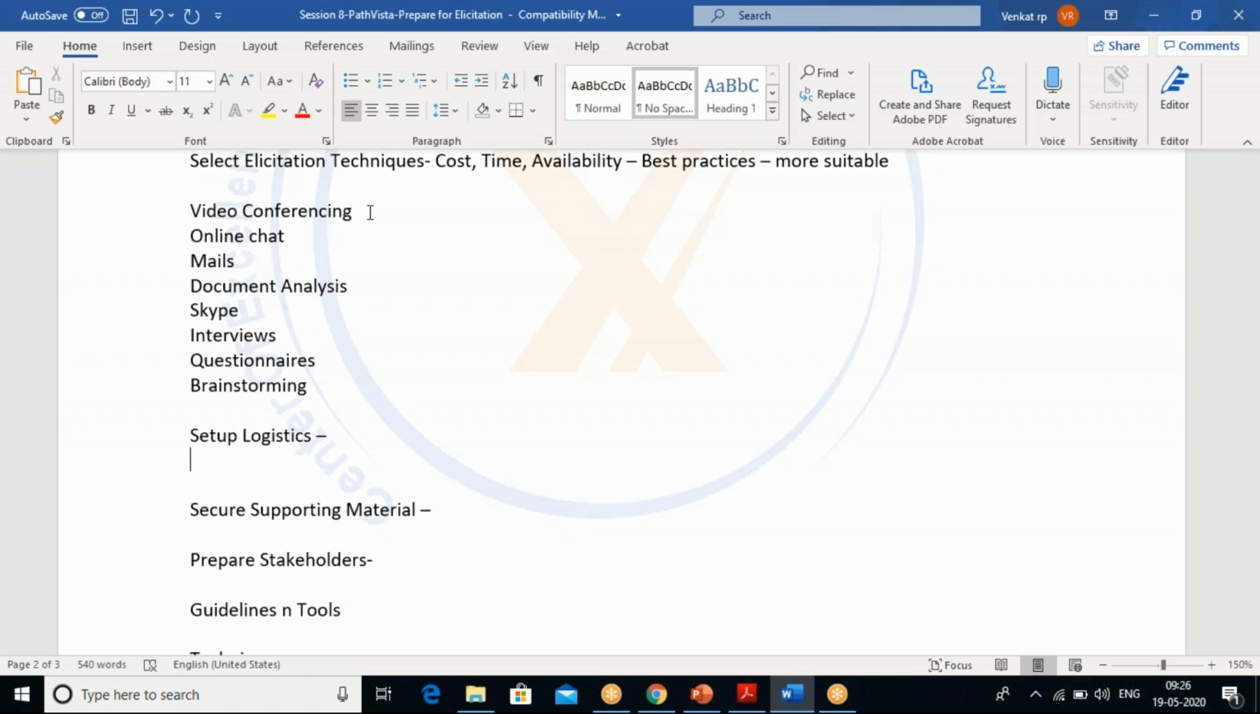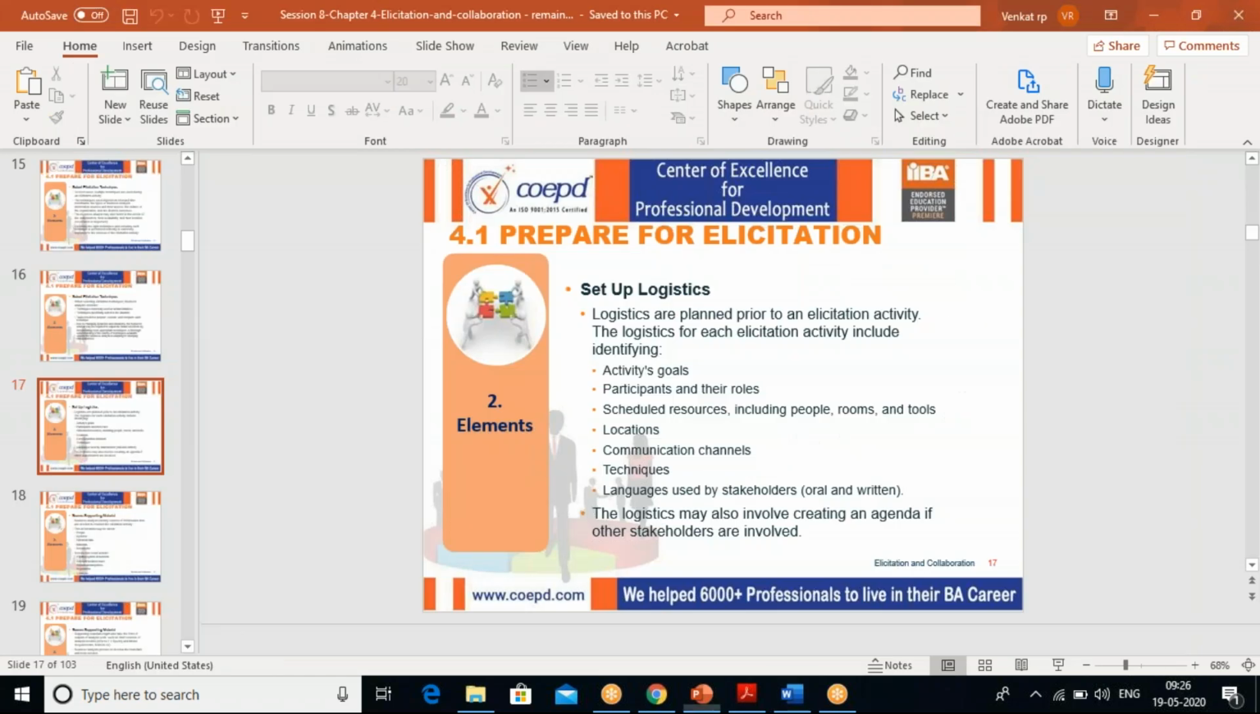Is it good for us to go with Skype or GoToMeeting, or Zoom, or the like? All this we will be considering in setting up the logistics. Possibly you have to think from that perspective and go through this, then you'll understand it.